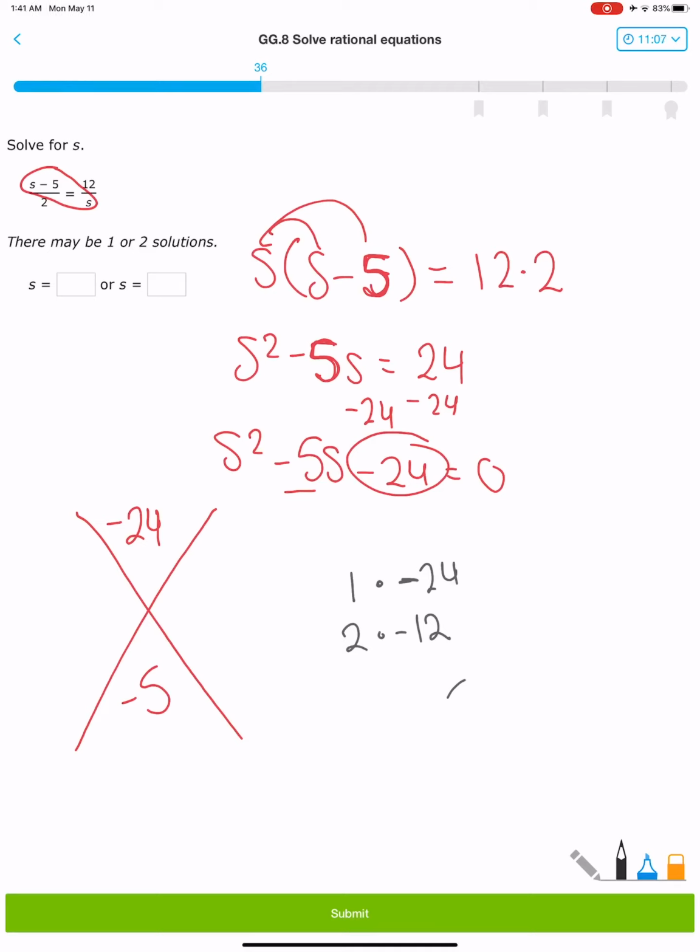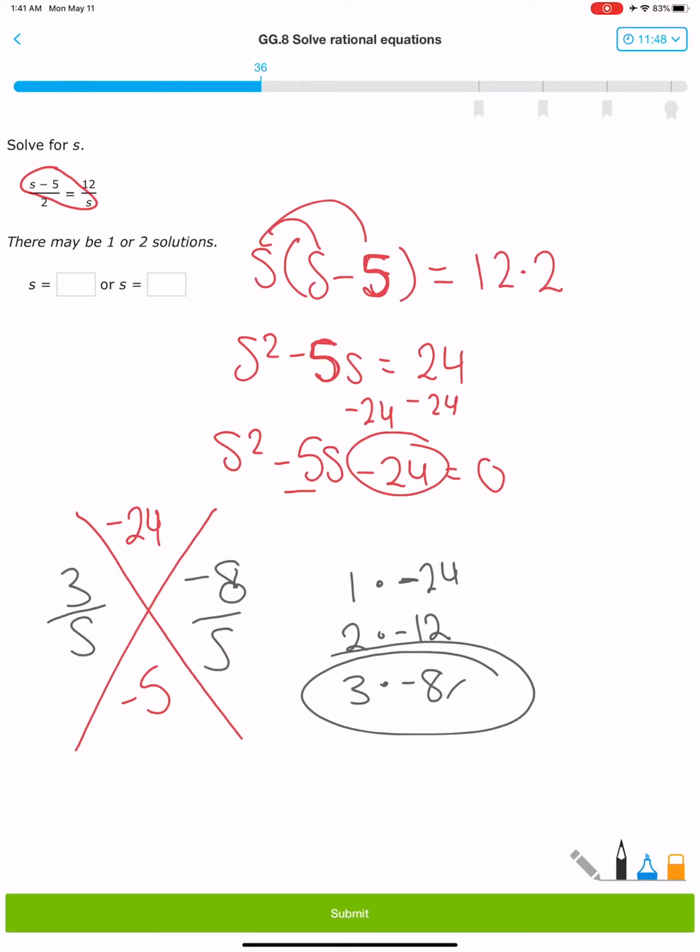We could do 3 times 8, right? 3 times 8 gives you 24, and 3 times negative 8 gives you negative 24. And what's 3 plus negative 8? That would give us negative 5. So this is our winner right here. So we got the 3 and we got the negative 8. Okay, and then we are going to put it over s.